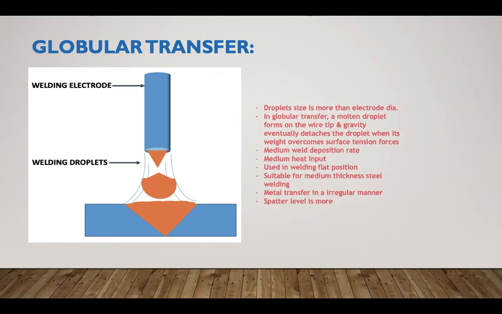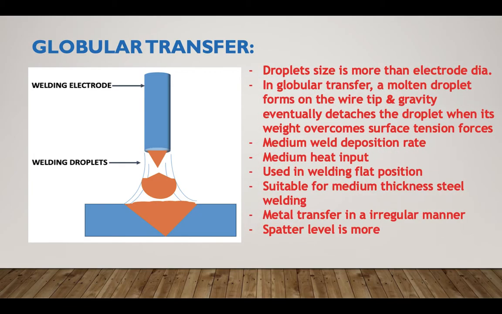Globular transfer. So what is globular transfer? You can see from the image here the droplet size is more than the electrode diameter. It is clear from the picture. In globular transfer, a molten droplet forms on the wire tip. This is formed earlier on the wire tip, and gravity eventually detaches the droplet when its weight overcomes surface tension forces. So this is the mechanism.